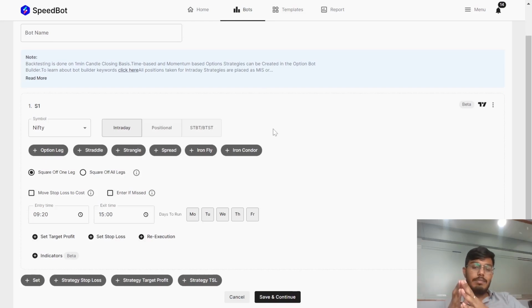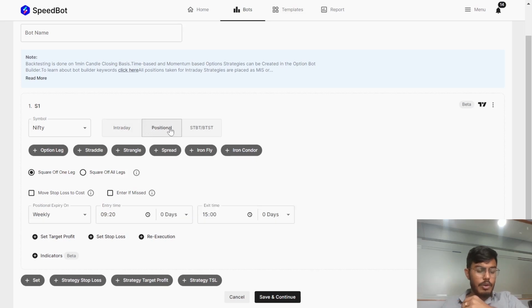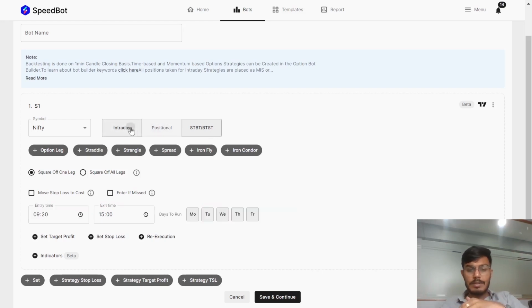Okay, so Salim, there are three types of strategies that you can create in options. Firstly, if you have intraday based strategies, where you want to enter and exit on the same day, you can do so. Or else, if you want to have the entry today and take the exit maybe in the next 2 to 3 days, you can create positional strategies over here. Apart from that, if you wish to enter today and exit tomorrow, you can have the BTST, that is the buy today, sell tomorrow feature as well. So these are the three types of strategies that you can create.